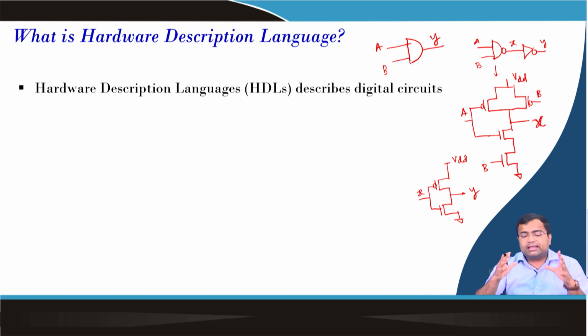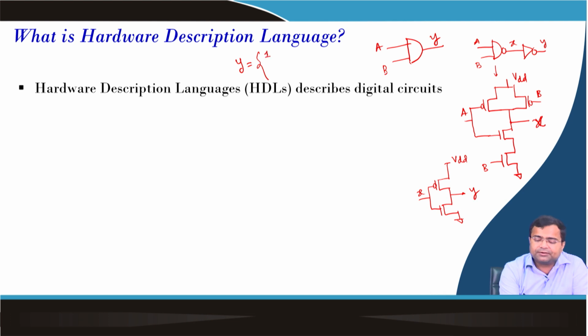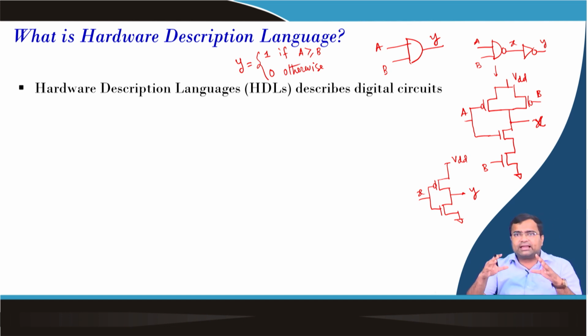Similarly, let us say we want to write Y equal to 1 if A is greater than or equal to B, 0 otherwise. This circuit we generally write in terms of an if else statement. How it can be translated into actual digital hardware, we can go through different levels of abstraction, and finally it can come down to even the transistor level. This is called a hardware description language, where you can describe the architecture of your implementation even up to the switch level, but generally people go up to the logic gate level, which is reasonably good enough.